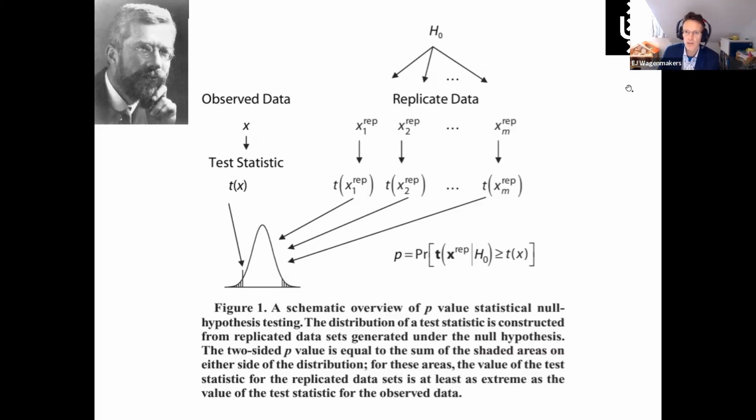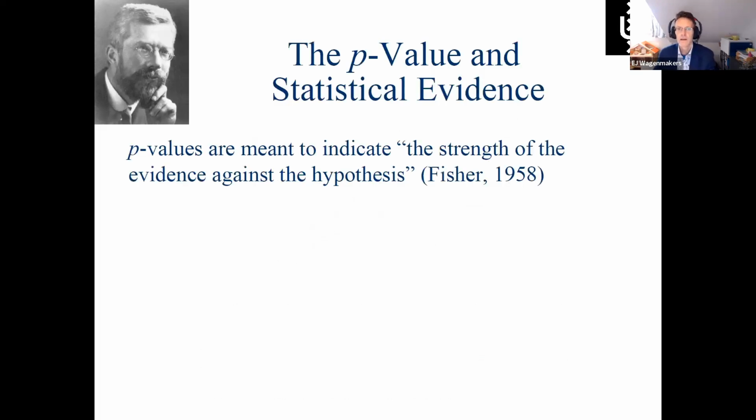The way you construct it is you say, well, suppose the null hypothesis is true. I'm going to generate data from the null hypothesis. I'm going to summarize those data with a test statistic, and this is then the distribution of that test statistic. And when the observed one is in the tails, that would, according to the frequentist reasoning, provide reason to reject the null hypothesis. Okay, so in the framework of Ronald Fisher, p-values are meant to indicate the strength of the evidence against the hypothesis.